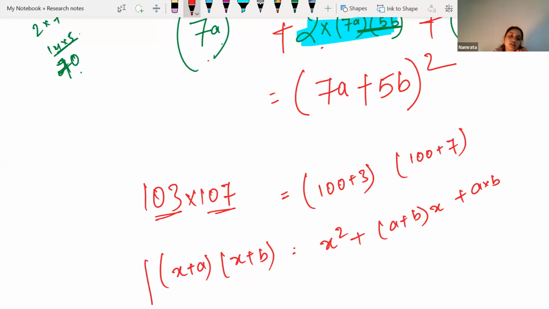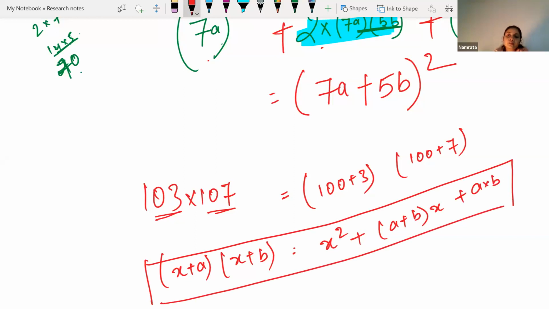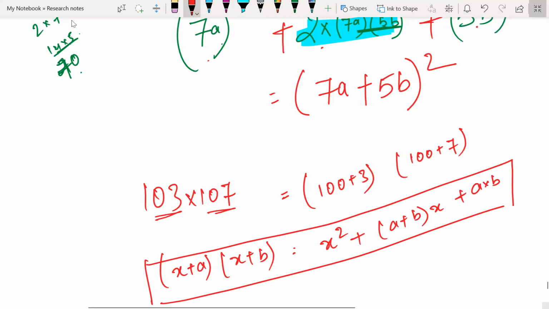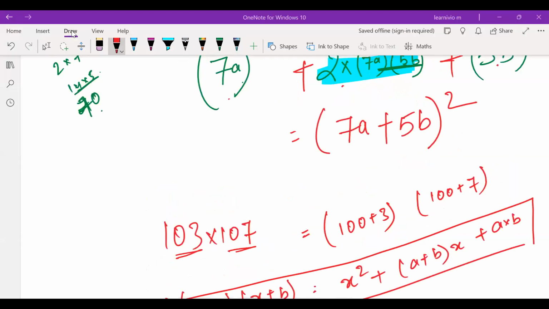Do you know this identity, this formula? Yes or no? Yes, ma'am. Okay, let's move ahead.